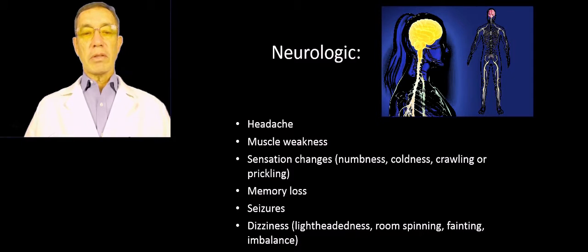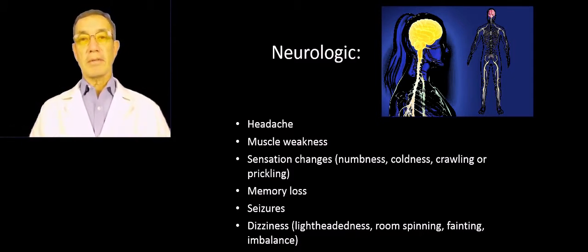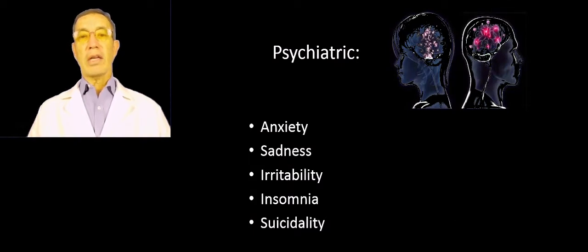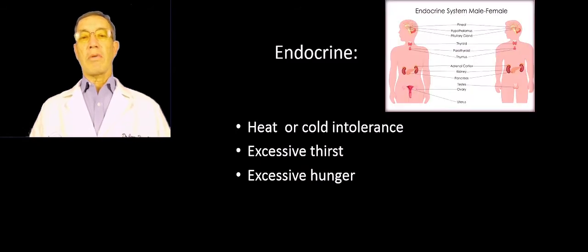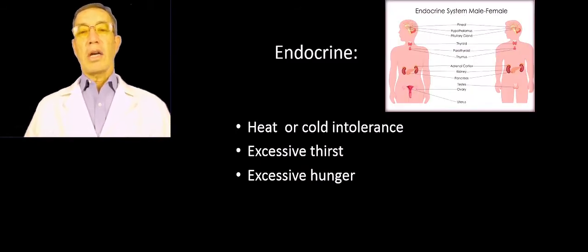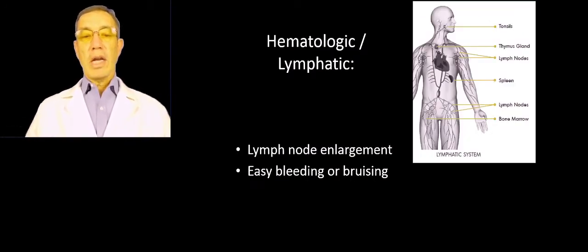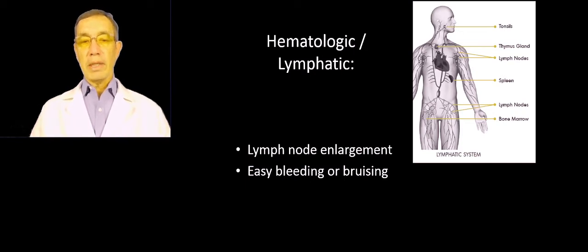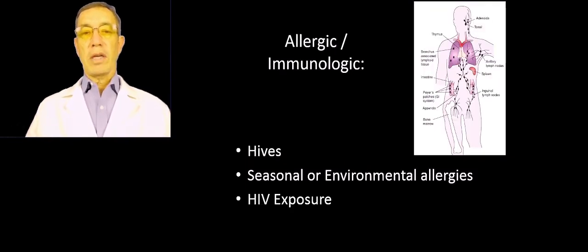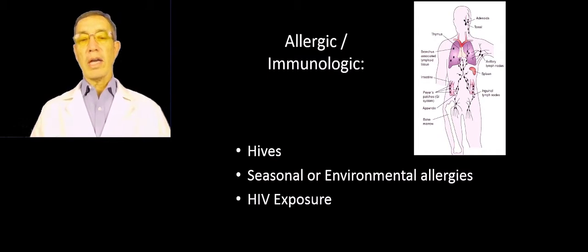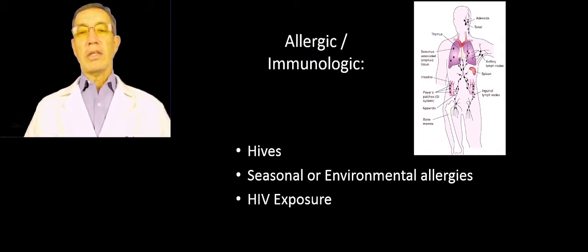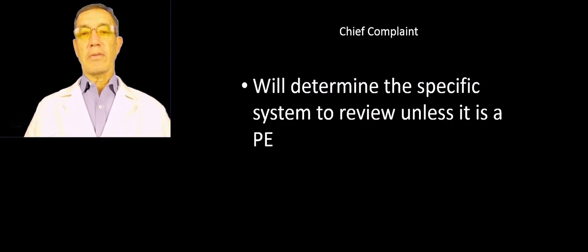Neurologic, headaches, muscle weakness, changes in sensation, memory, seizures, or do they have dizziness? Psychiatric, any anxiety, sadness, irritability, insomnia, or suicidal thoughts or problems. Endocrinologic, this would be hormones. Do you have any heat or cold intolerance, excessive thirst, excessive hunger? Hematologic, how about easy bruising or bleeding, and any lymph node enlargement? Allergic, immunologic, do they have hives or environmental allergies, and have they had HIV exposure?